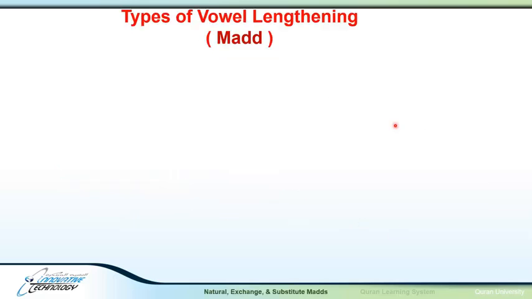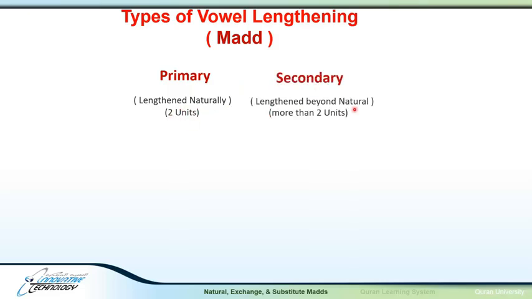But before we proceed with today's lesson, let's revise what we have learned in the previous introduction to mad about the different types of vowel lengthening, different types of mad. We've mentioned that there is a primary mad, which is lengthened naturally for 2 units, and anything that is lengthened beyond 2 units is called secondary mad. And we have mentioned that the primary mad itself has similar mads that are associated with it.